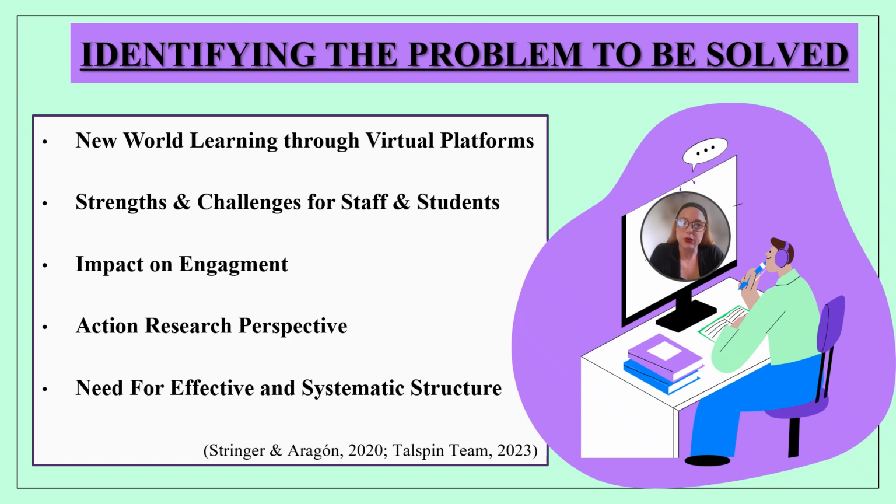Towspan Team 2023. Stringer and Aragon 2020 also recognized from an action research perspective and framework that the main problem is not necessarily the lack of participation or staff efforts to motivate student success, but more so the lack of systematic and effective structure that enables student engagement, determination, self-discipline, and accountability for academic achievement in a virtual setting.